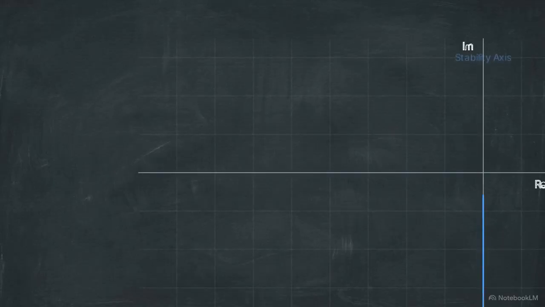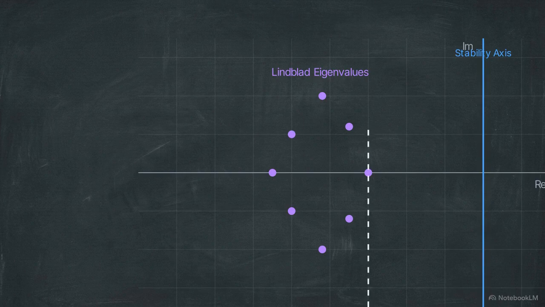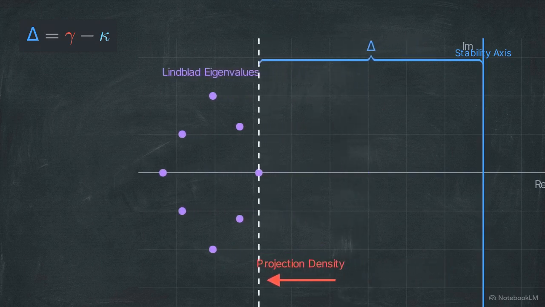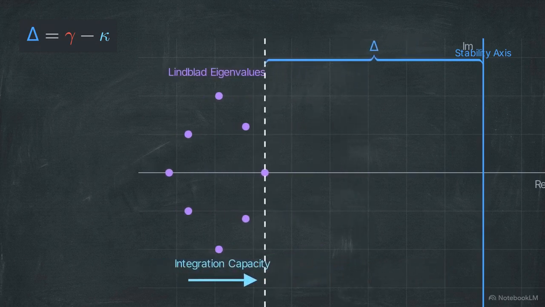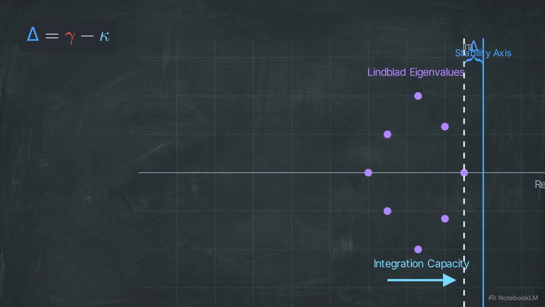We measure coherence decay by extracting eigenvalues of the Lindblad generator. This distance to the vertical axis is the spectral gap, delta. It equals gamma minus kappa, a tug-of-war between projection density, the decoherence rate, and integration capacity, maintaining the state.